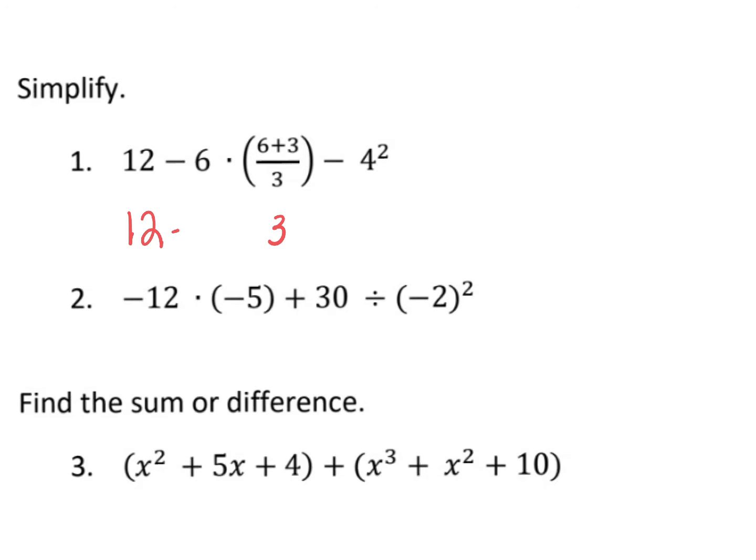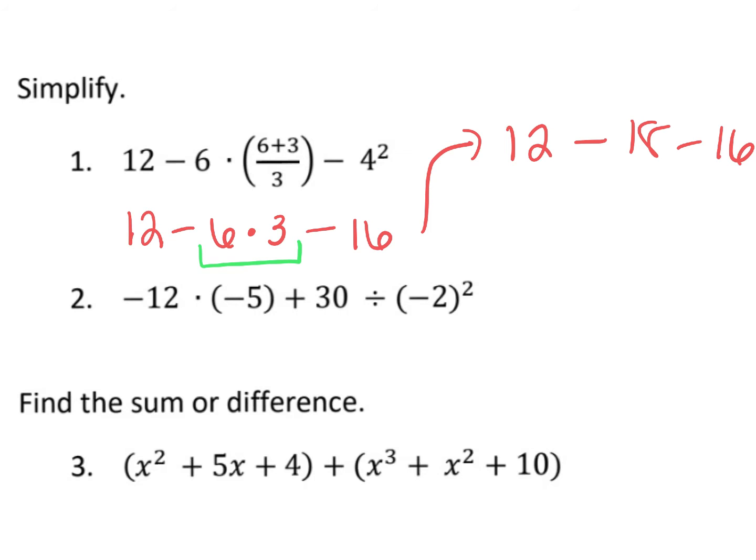So I'm going to bring down my 12 minus 6 times 3 minus, I'm going to go ahead and do my 4 squared and make that a 16. Then remember, you need to do your multiplication and division next in the order they appear from left to right. So we will keep our 12. 6 times 3 is 18. And then minus 16. Alright, so you do 12 minus 18 minus 16 and get negative 22 as your answer for number 1.